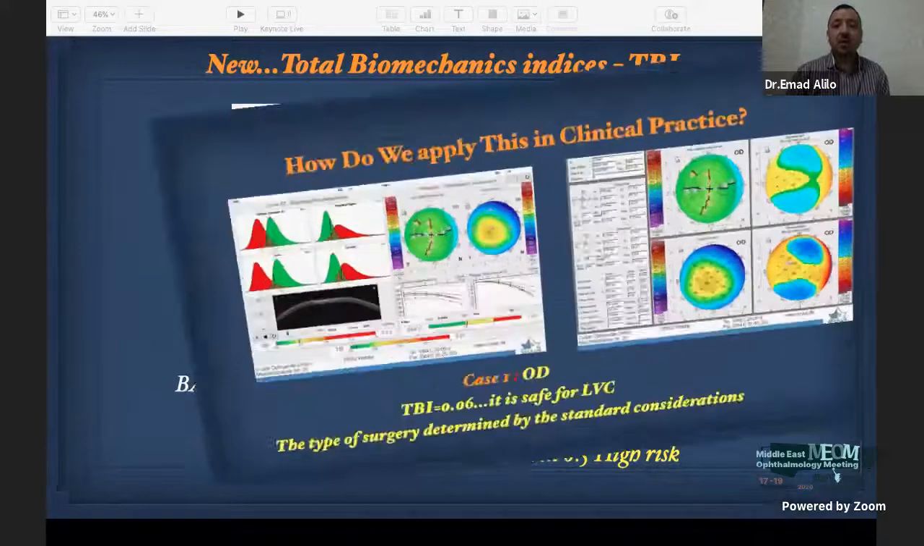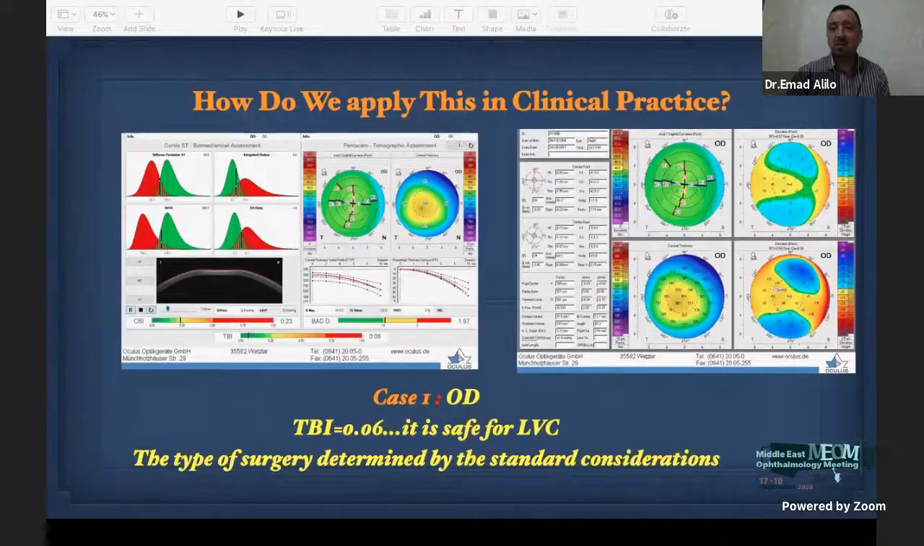So how can we use these new tools in decision making in our cases? This is the first case. You can see the suspicious topography in the right eye, while when you do the Corvis test, the biomechanical test, the TBI in this case is 0.06. So it is safe to proceed for laser vision correction.